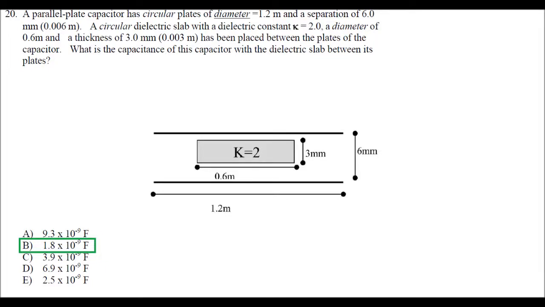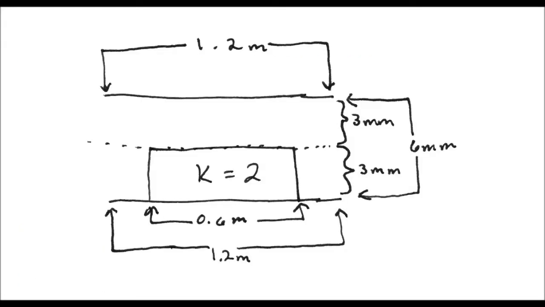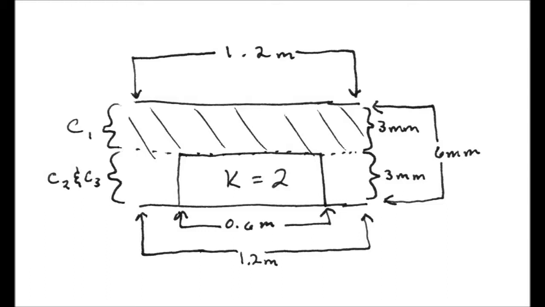For problem 20, I found it best to split up this image of a complex capacitor into 3 individual capacitors. To redraw this image, I shifted the dielectric down to the bottom plate. The reasoning behind this is so I can set up the bottom half of this parallel plate capacitor in parallel, and then the top and the bottom half can be added together in series.